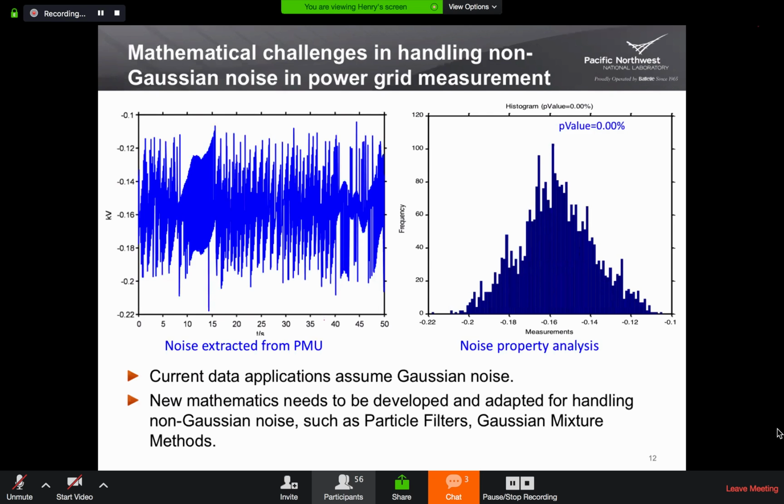In that case, we may need to figure out how we can deal with this kind of data with non-Gaussian noise. We can do things like a particle filter, which does not need a Gaussian assumption, but it takes a lot more time for the computation. Or there's something called Gaussian mixture methods, which basically means we can decompose this distribution function, which is non-Gaussian, into multiple Gaussian summations. It's kind of like a Fourier analysis, but here it's decomposing the PDF, the probability density function, of this noise. There are a lot of things that can be done, but I think this is still a challenge to be solved for power grid applications.